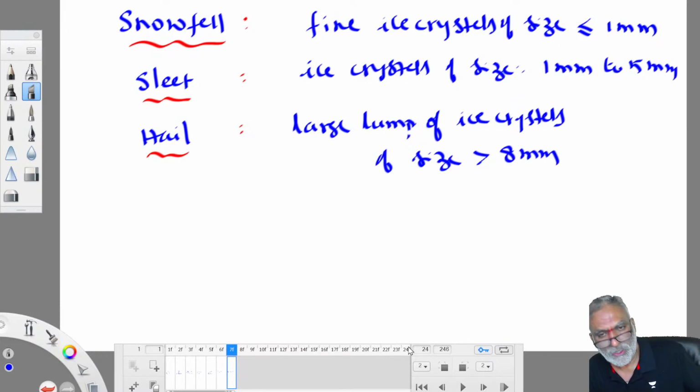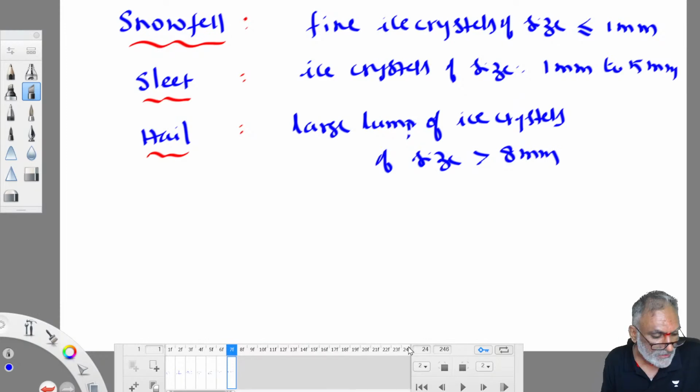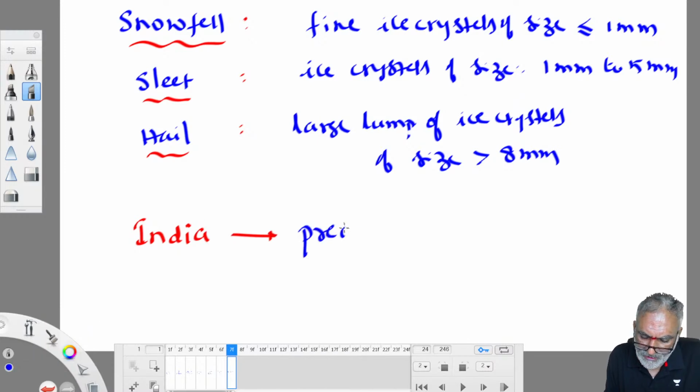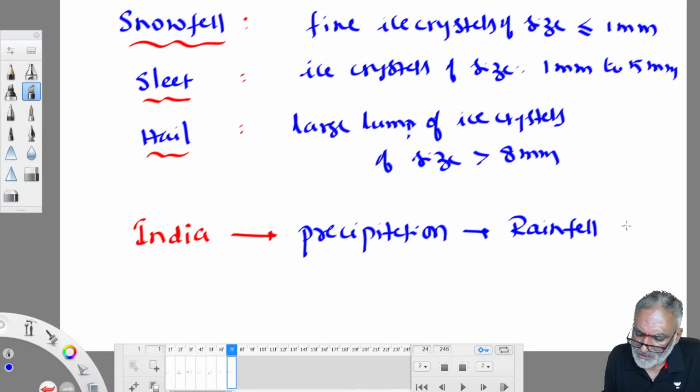It is now happening in Europe, North America. They are experiencing severe hail for the past 3 weeks somewhere in North America. Okay. So different places in India, precipitation means by default it is rainfall. 90% of precipitation is in the form of rainfall, in extreme north India not 90%, 95% of precipitation is in the form of rainfall.